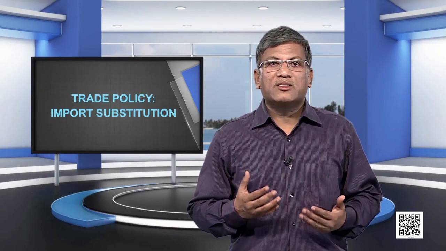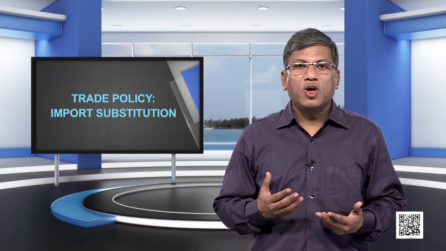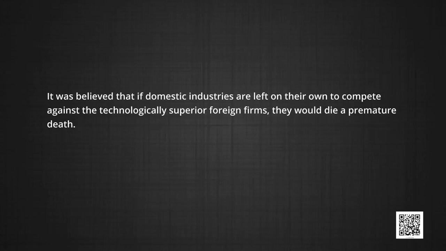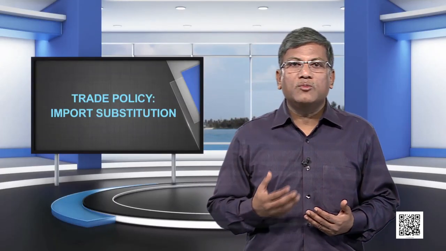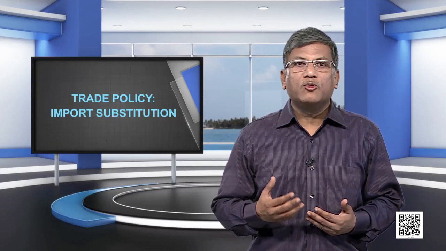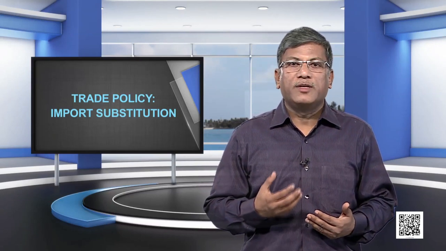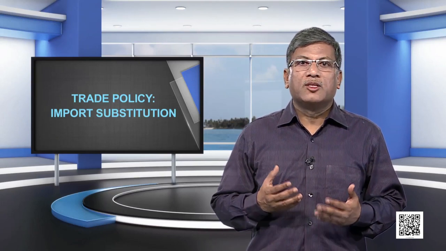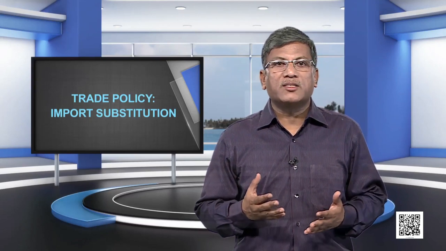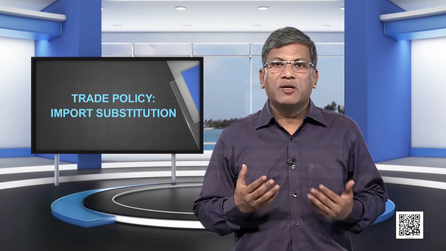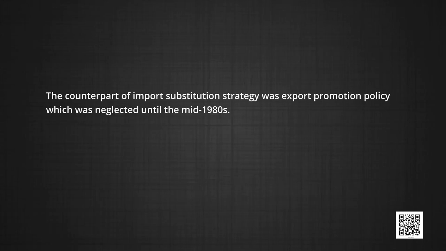The policy of protection is based on the notion that domestic industry in India was still in its infancy and needed to be protected from foreign competition. It was believed that if domestic industries are left on their own to compete against the technologically superior foreign firms, they would die a premature death. On the other hand, it is assumed that if the domestic industries are protected, they would learn to compete in course of time. It was necessary to give domestic players a level playing field. Our planners also feared the possibility of foreign exchange being spent on import of luxury goods if no restrictions were placed on imports. The counterpart of import substitution strategy was export promotion policy, which was neglected until the mid-1980s.